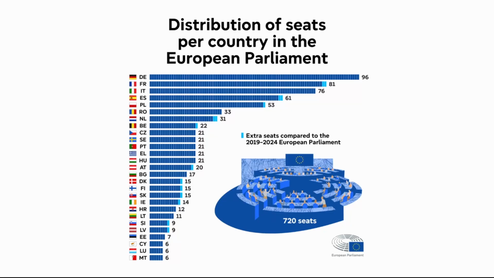Here we see the distribution of seats per country in the European Parliament. And as we can see, Germany, with the most population, of course, gets the most seats, 96 seats. And Malta, a country with a much smaller population, only gets 6 seats. But this distribution is actually not completely proportional to the country's population.